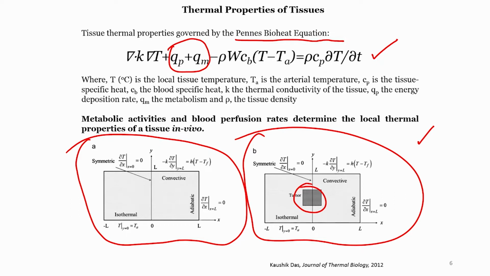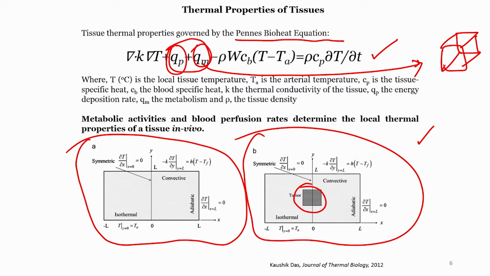This is basically heat deposition rate and metabolic heat generation rate. Basically QM is the metabolic heat generation and QP is the heat deposition. What does it mean? I am quickly telling. QM is the heat generated because of the metabolic activity happening inside the tissue, and QP is any heat that is given to the tissue through some external media like a coil connected to the tissue, okay.